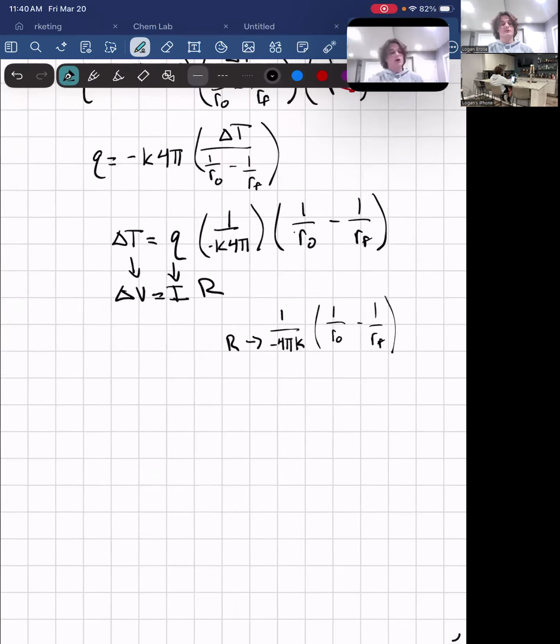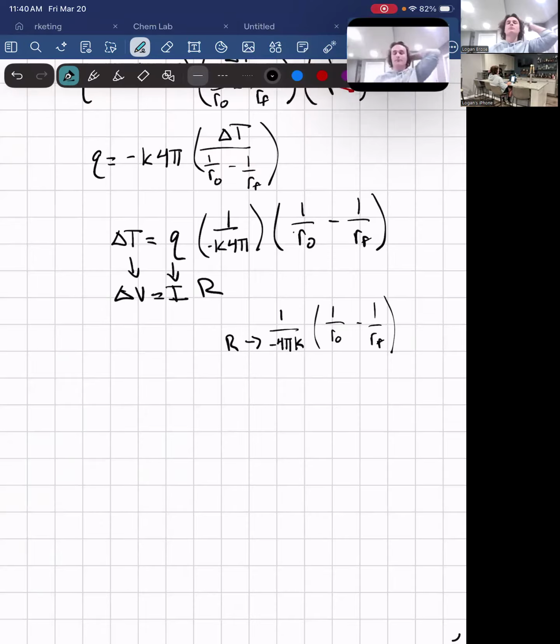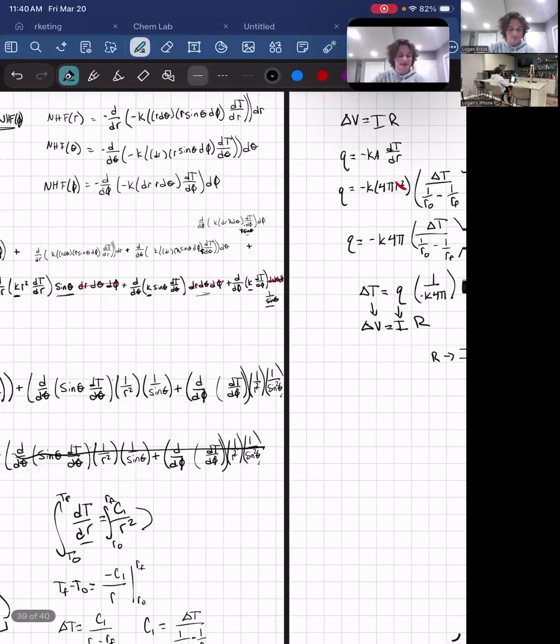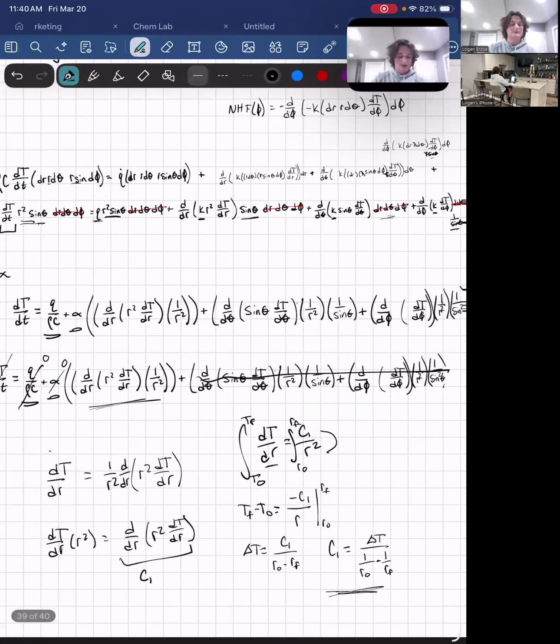And so using Fourier's law and Ohm's law, we used our equation for spherical coordinates for our heat diffusion, and we found that the thermal resistance related to that would be 1 over negative 4 pi K times 1 over our initial radius minus 1 over our final radius. And that makes sense. Our change in radius and then times essentially our area times our thermal conductivity. And so that is all for this video.